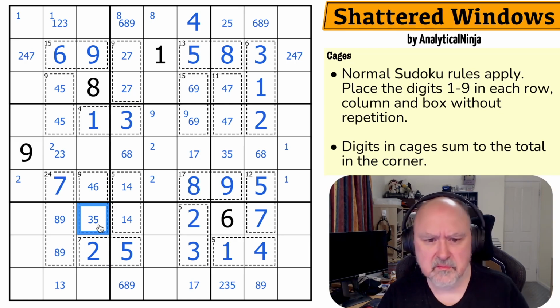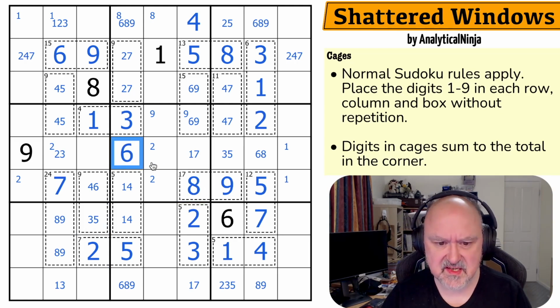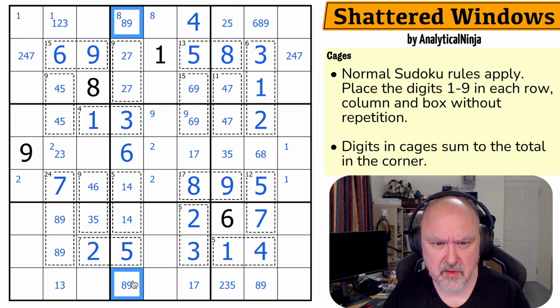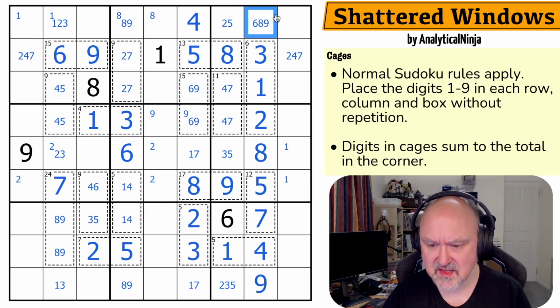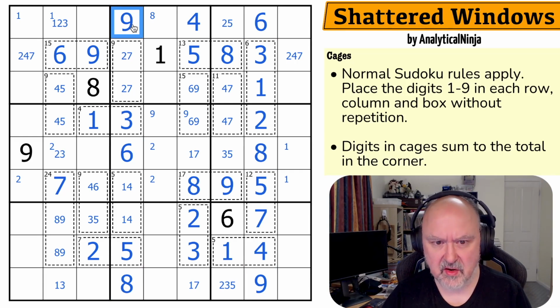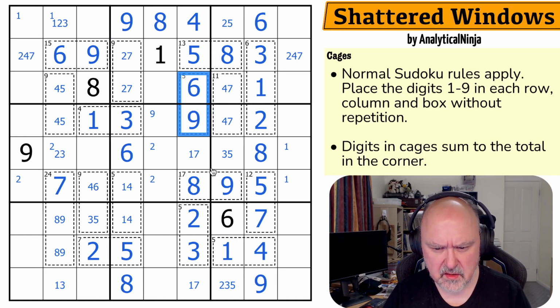Okay, that 8 makes that a 6. Okay, basic Sudoku. That 6 makes that an 8, which makes that a 9, which makes that a 6. The 9 makes that 8, which makes that 9, which makes that 8. The 9 makes that 6 and that 9. Basic Sudoku. Okay.